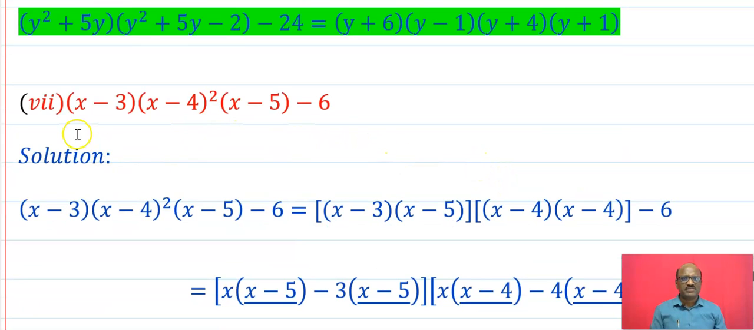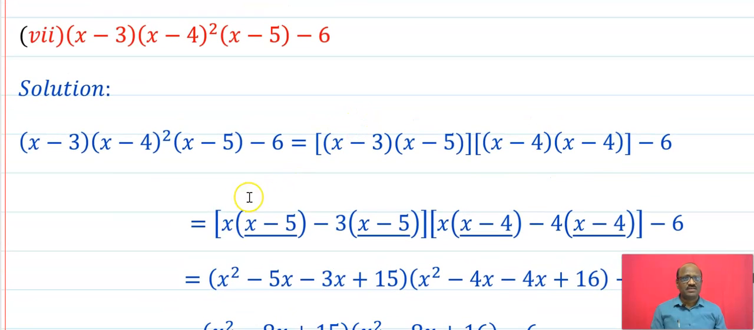Now the next problem is x minus 3 into x minus 4 bracket square, x minus 5, minus 6. Now we'll arrange the brackets like this. First is x minus 3 into x minus 5, these two brackets form a group. The next is x minus 4 into x minus 4, then minus 6. In this way we have arranged them.